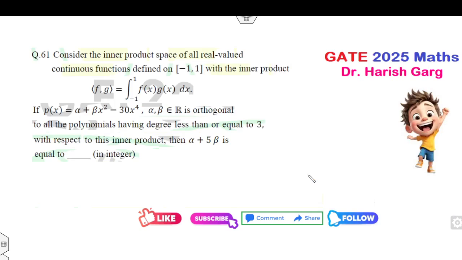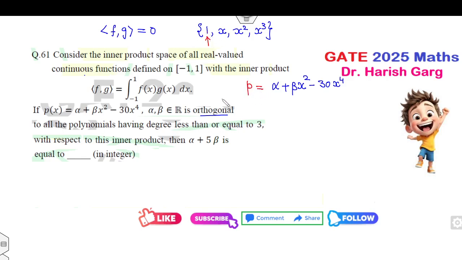Okay, look at this another one. Consider the inner product space of the continuous functions. p(x) is my polynomial, alpha plus beta x square minus 30 into x^4, which is orthogonal. If it is orthogonal, you can see the inner product will be 0 with polynomials of degree less than or equal to 3: 1, x, x square, x cube. Is it fine? Then we find the values of alpha and beta. So I can consider the first function 1.